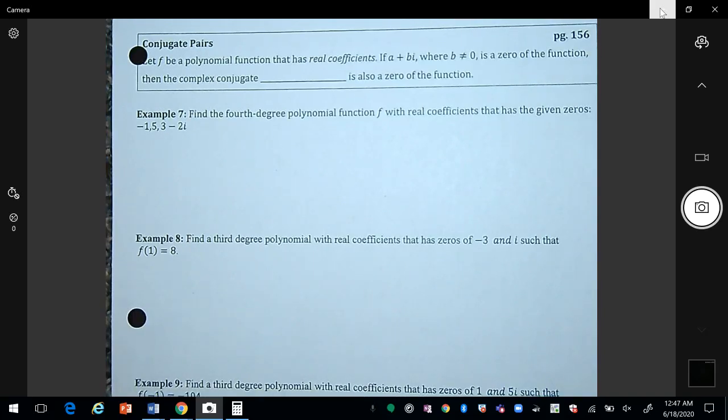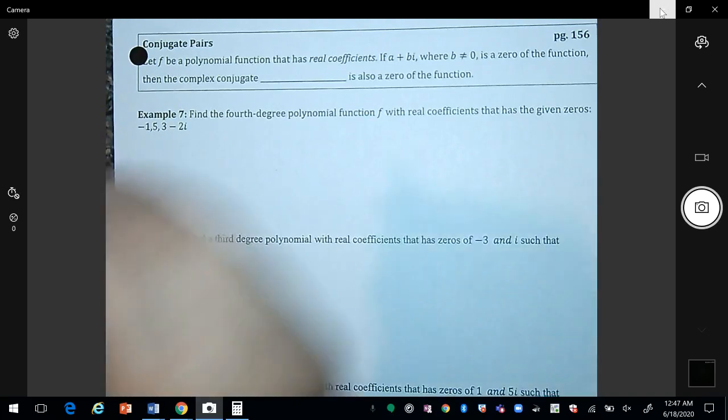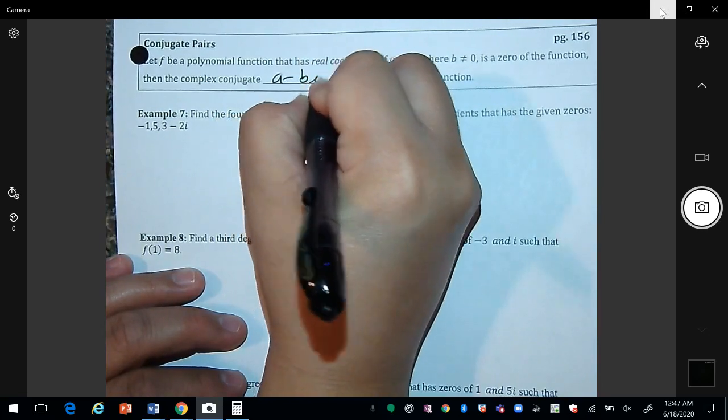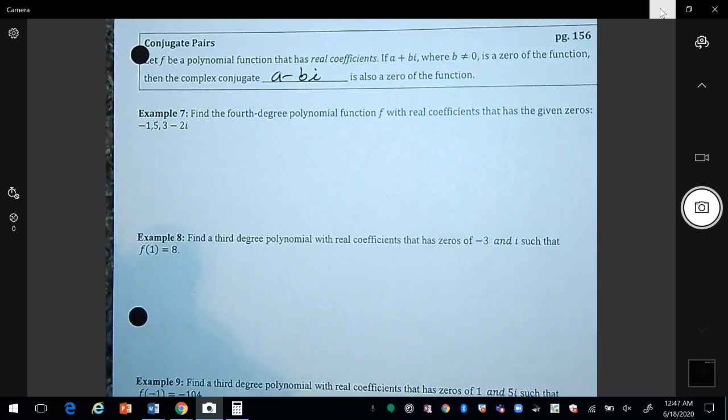So that was finding the zeros. So now we're gonna look at working backwards. So let f be a polynomial function that has real coefficients. If a plus bi, where b does not equal 0, is a 0 of the function, then the complex conjugate a minus bi is also a 0 of the function.